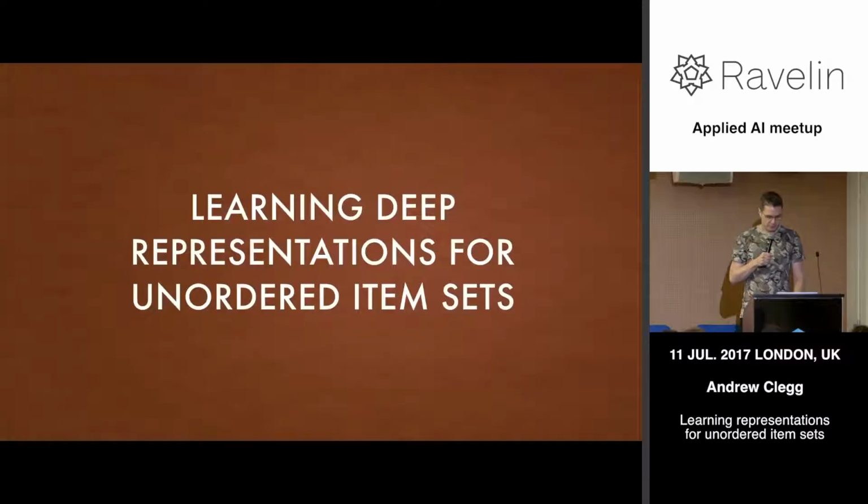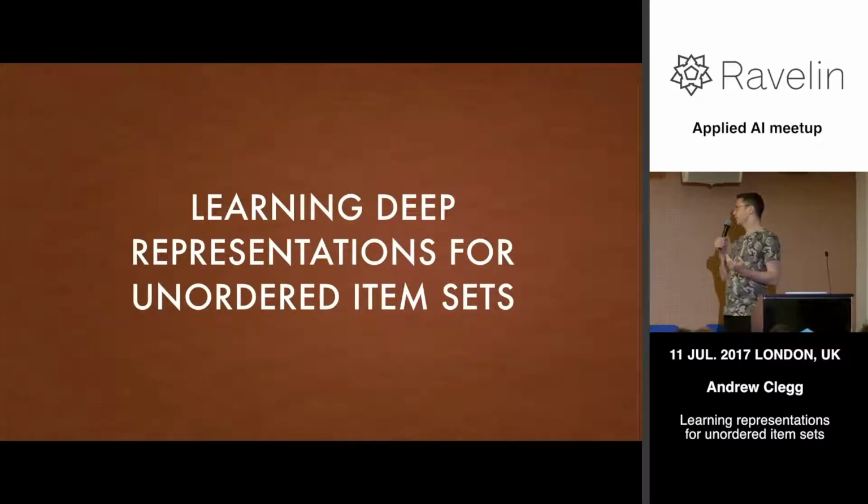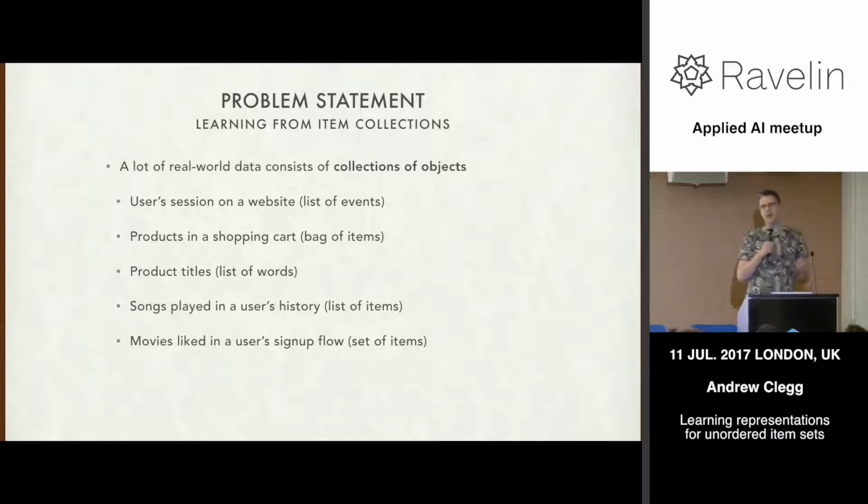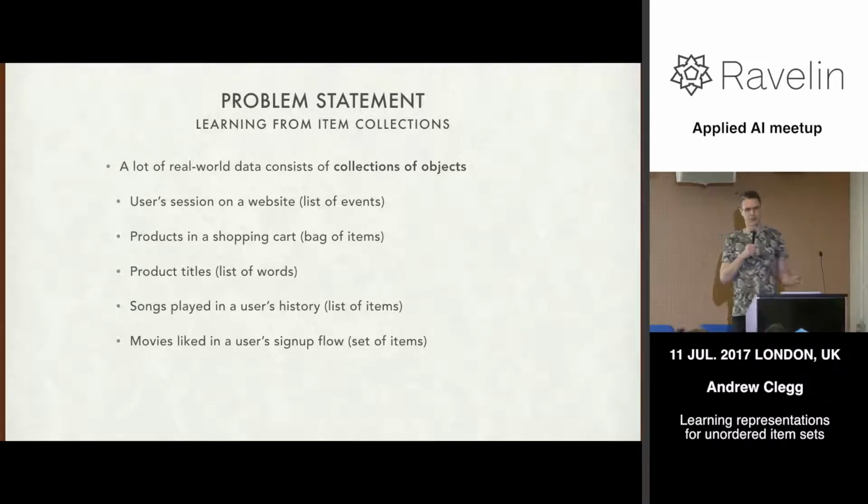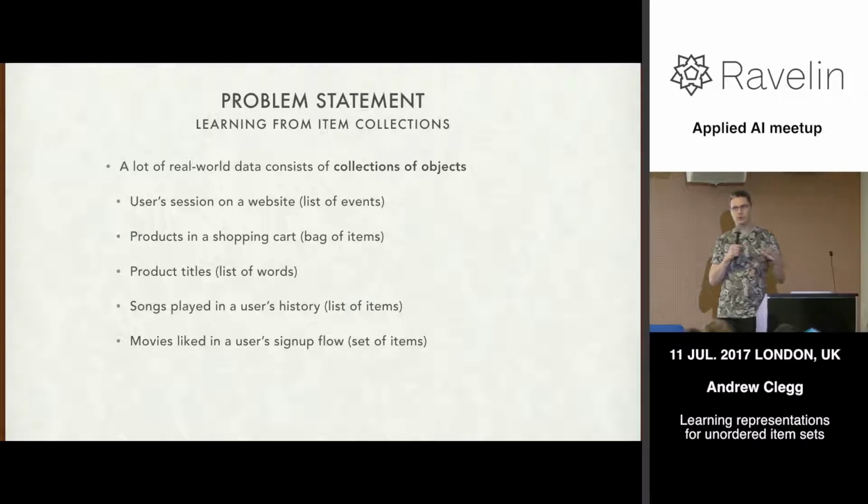So the talk's about how to learn deep representations for unordered sets of items. Let's step back a bit and talk about what I mean by that and where it's useful. A lot of real world data, particularly if you work in e-commerce or social or the app industry in general, tends to consist of collections of objects.